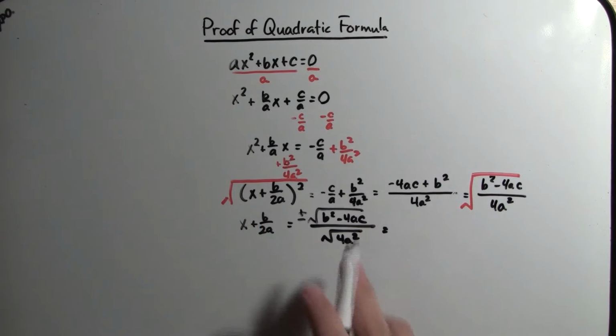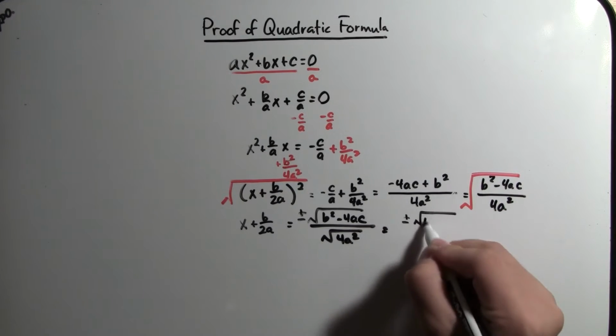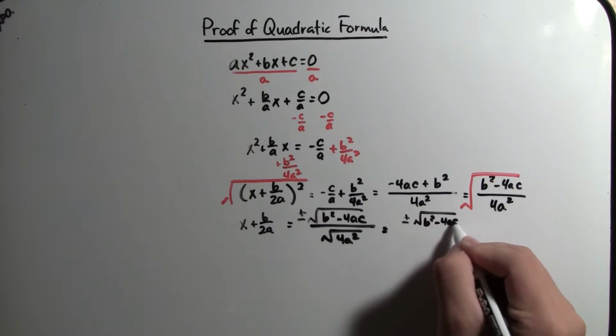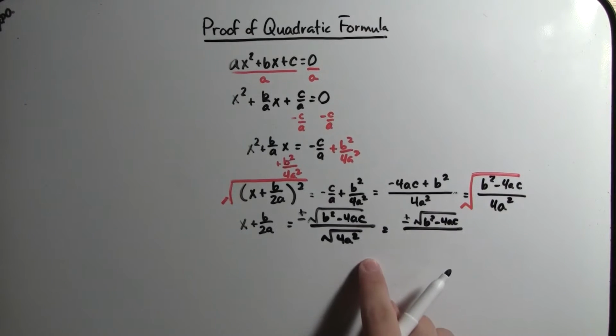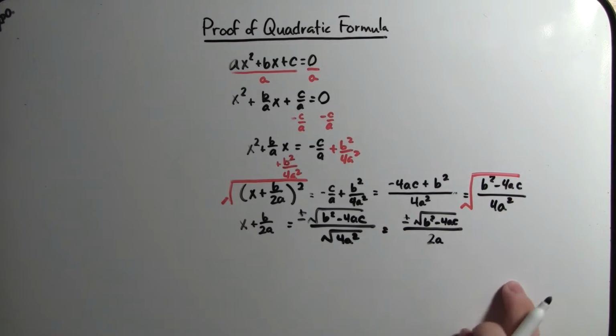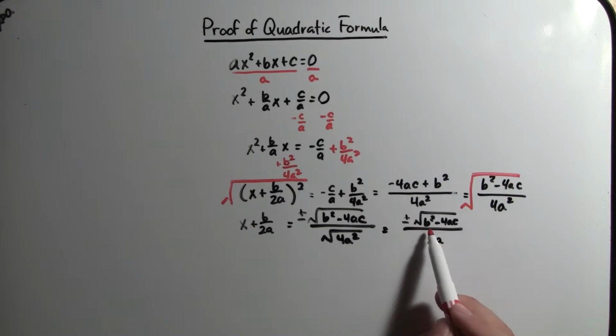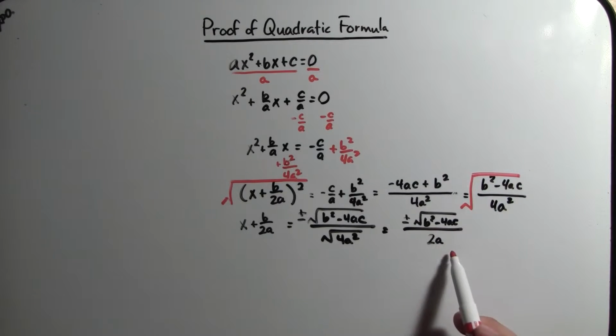So this will be plus or minus the square root of b squared minus 4ac, all over the square root of 4a squared. And we can rewrite this as plus or minus the square root of b squared minus 4ac, all over, well, the square root of 4a squared is just 2a. So we can write it as this. And now we have x plus b over 2a equals plus or minus the square root of b squared minus 4ac, all over 2a.